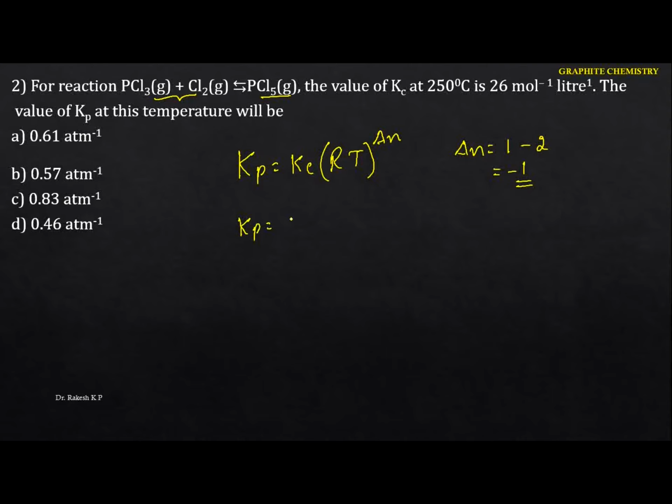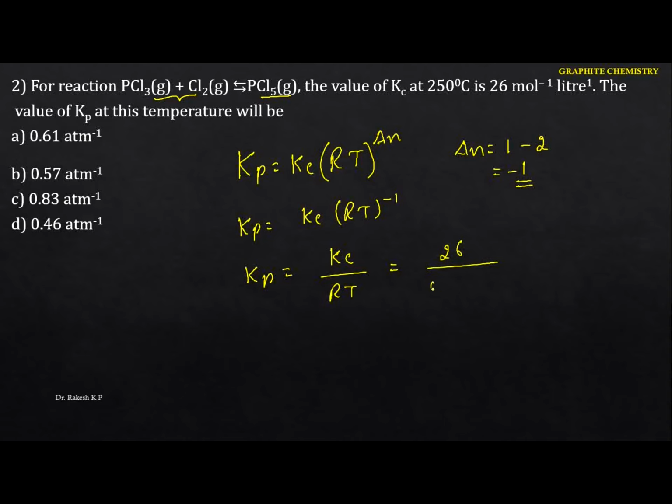So now I am going to write Kp in the form of Kc into RT power delta n, where delta n is the value minus 1. I am going to write it in this form: Kp is equal to Kc divided by RT. Now, what is the value of Kc they have given? The Kc value given is 26.